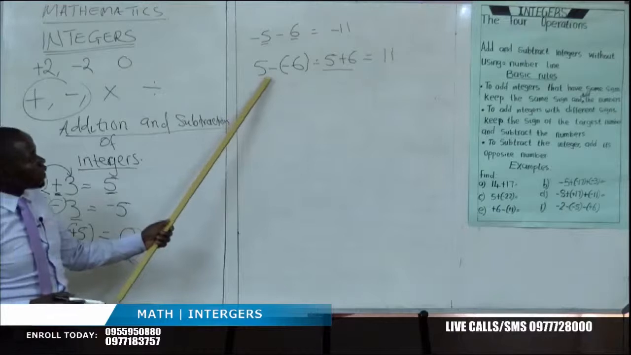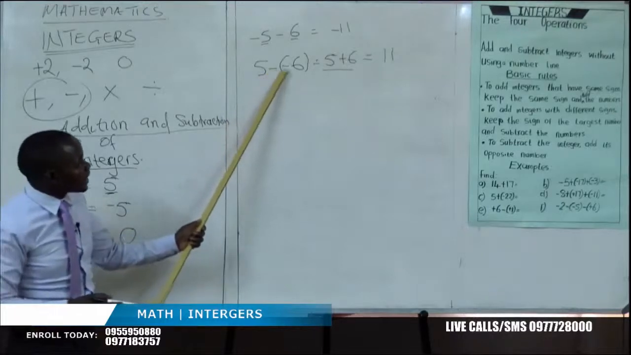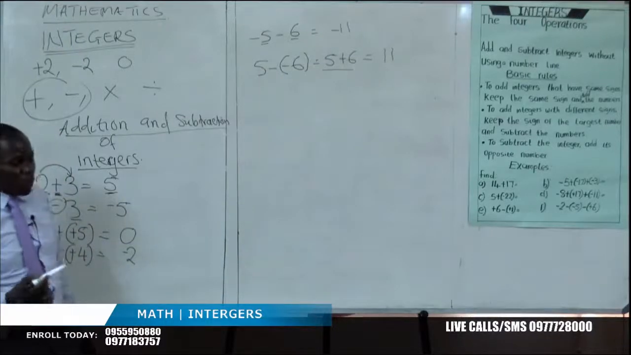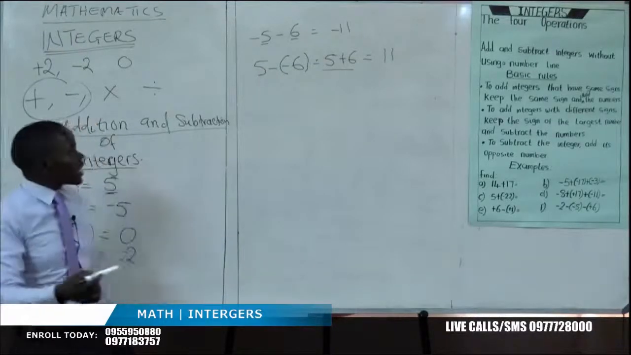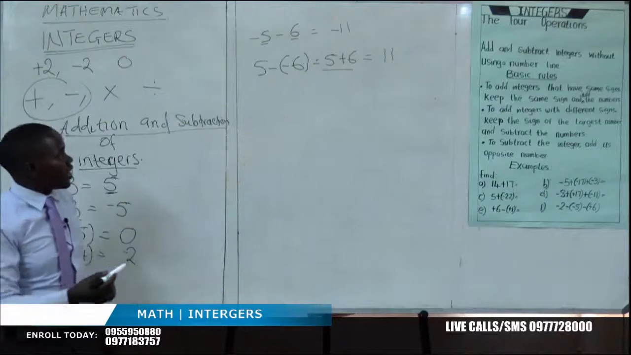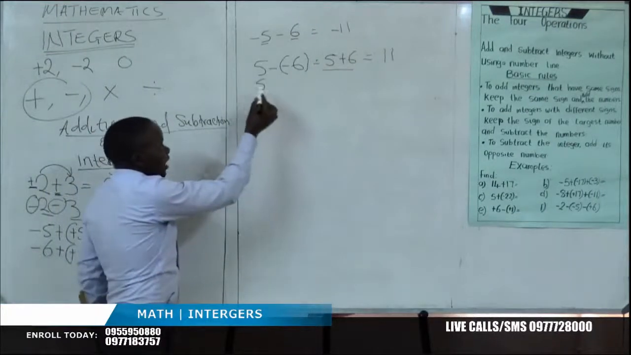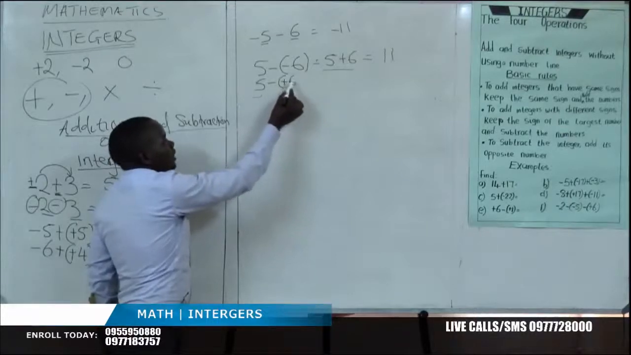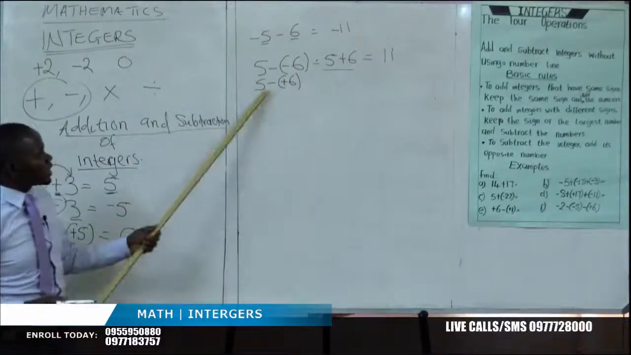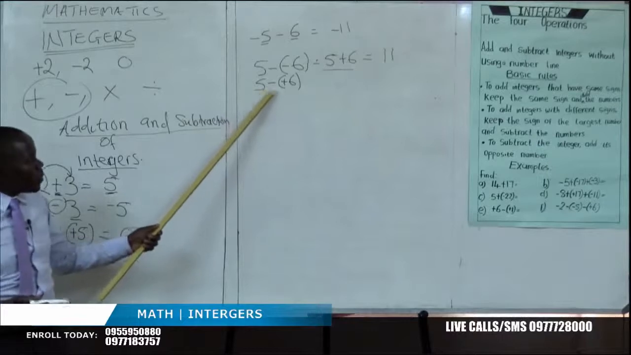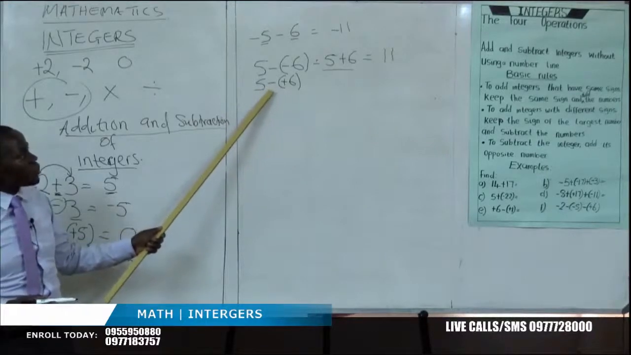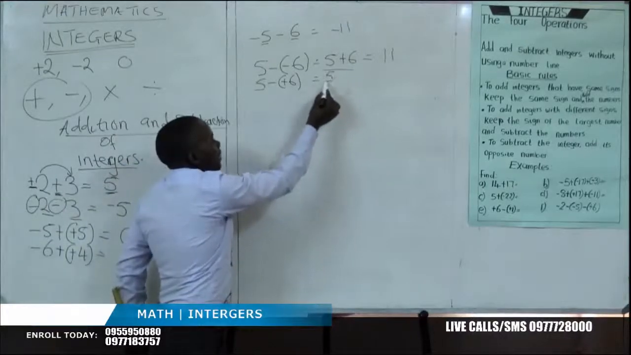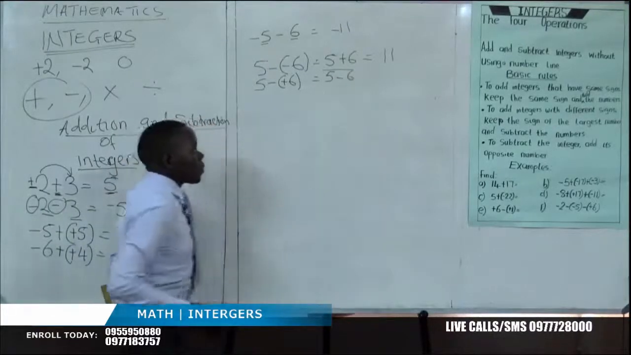Now, this is when you have got two consecutive like signs. But if you have got two consecutive unlike signs, what does the word unlike mean? Meaning that two different signs here. So you have 5 minus positive 6. So these are unlike. So the moment you have got these unlike, it will result to negative. So you are going to have 5 minus 6.